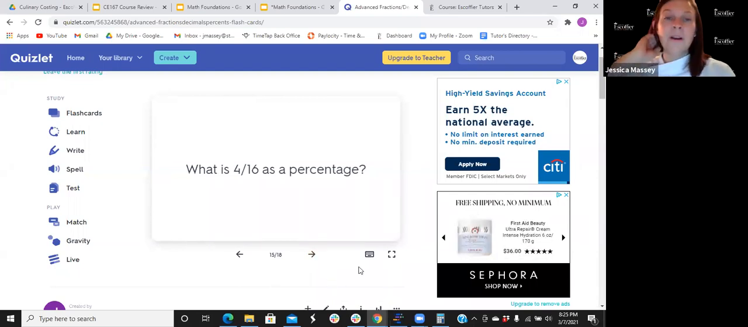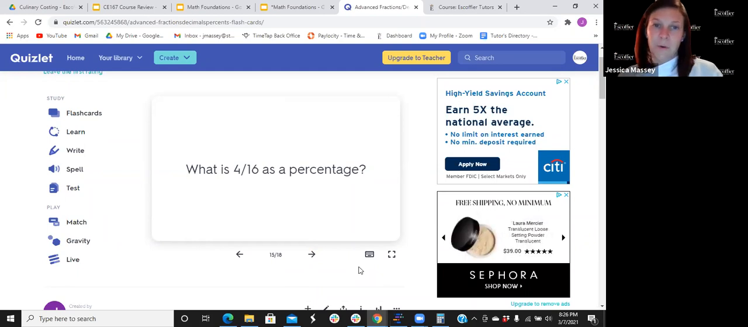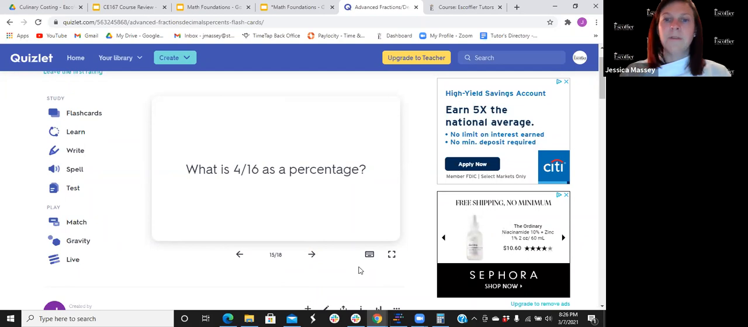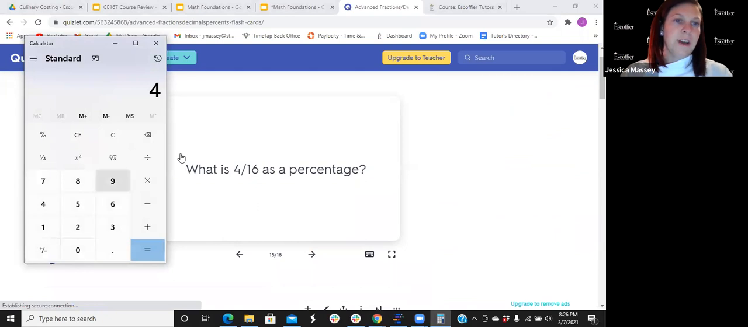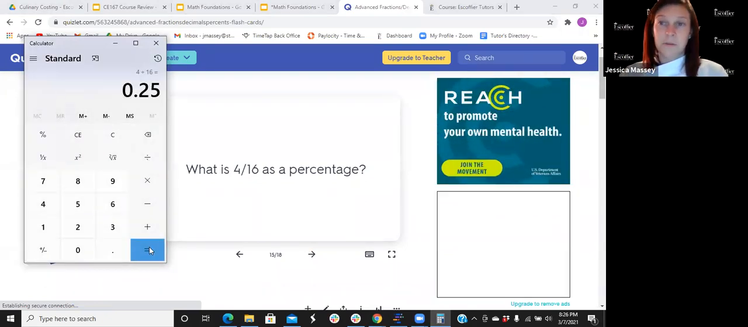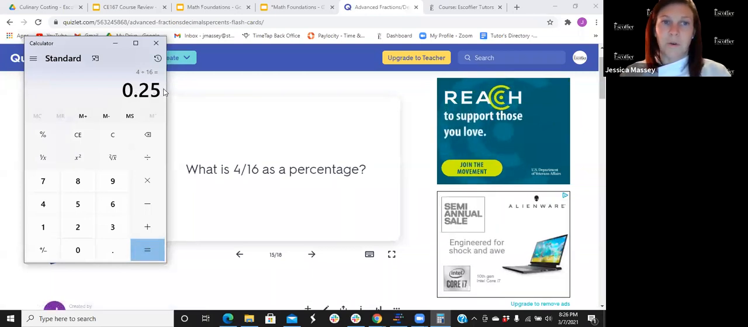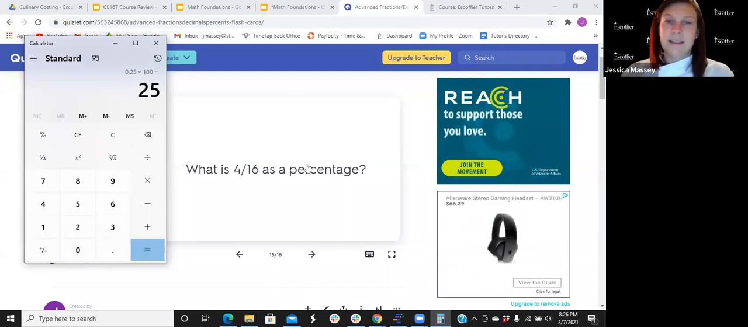All right, so 4/16 as a percentage. So again, we got our 2 steps that we have to do. You take your fraction, your top number, divide it by your bottom number. So you take your 4, divide it by your 16, which gets you a decimal, which I believe, if I am not losing my mind today, would be 0.25. And then to get it into a percentage, you move that decimal 2 spots over to the right, or you can multiply it by 100, and that gets us 25%.